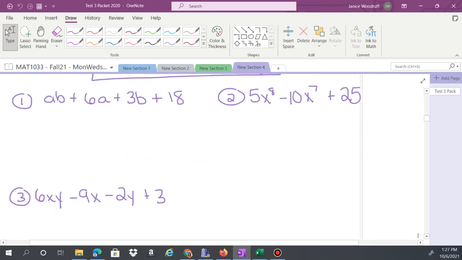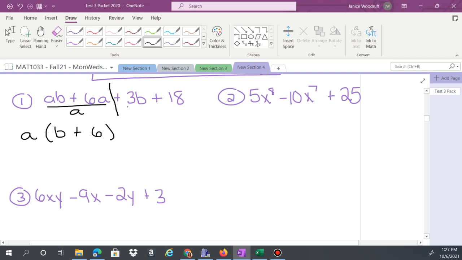All right, let's look at number 1. So this is a factor by grouping. I've got 4 terms. No GCF to take out right away. So I'm going to split down the middle. What can I take out of these? Just an a. And I can do it as one long line or 2 short lines, either way. If I take an a out, ab divided by a would leave us with b. 6a divided by a would leave us with 6.